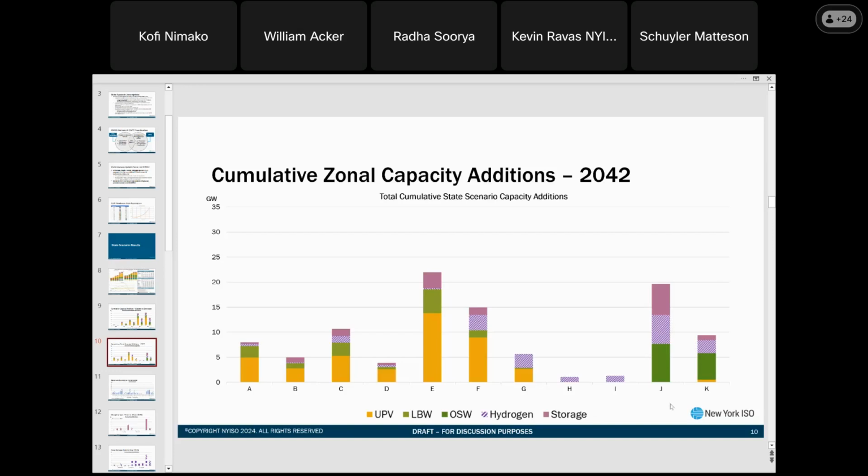And then from a downstate perspective, you can see the distribution of the hydrogen resources as well as the battery, and the battery is seen as optimal in zone J, and I think a lot of that is driven by the LCR.